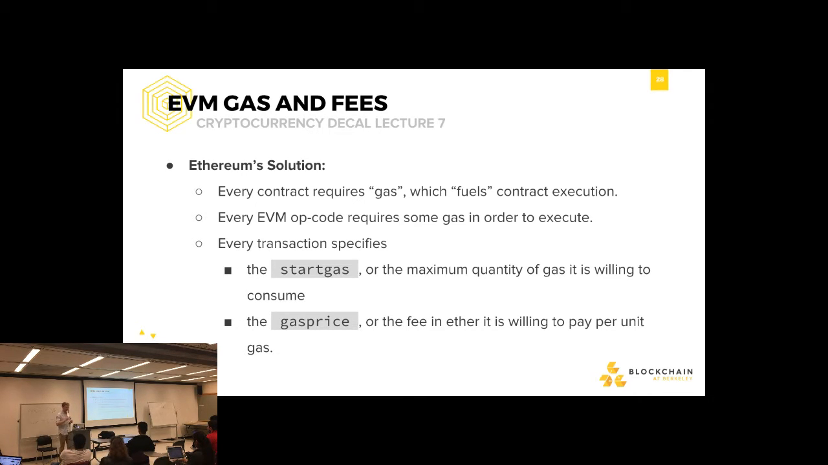The way they essentially build that up is that each function is composed of a number of opcodes, and each opcode costs a certain amount of gas to execute. So in order to execute an add opcode, for example, it might take a couple wei of ether, essentially. And when you create a new transaction to interact with the contract, it specifies the start gas, which is the maximum amount of gas that transaction is willing to consume, and then the gas price, which is the exchange rate of gas to ether.